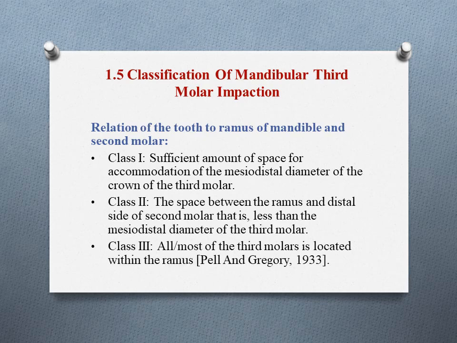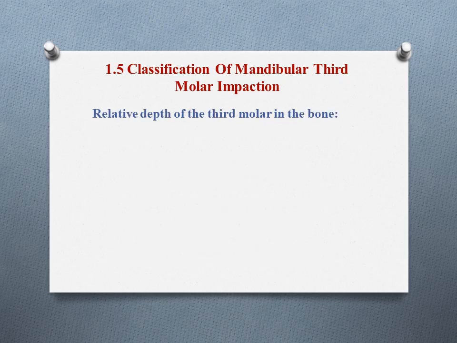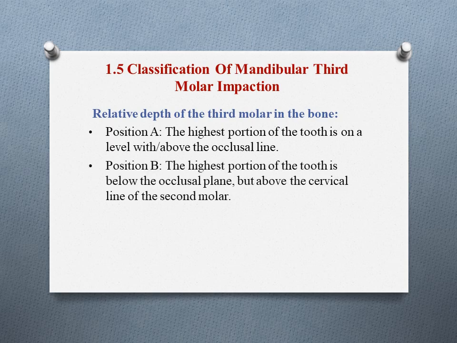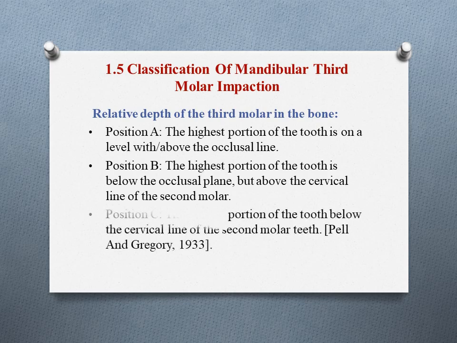Class 3, almost all of the third molar is located within the ramus. According to the depth of the third molar in the bone: Position A, the highest portion of the third molar is level with or above the occlusal line. Position B, the highest portion of the tooth is below the occlusal plane but above the cervical line of the second molar. Position C, the highest portion of the tooth is below the cervical line of the second molar.